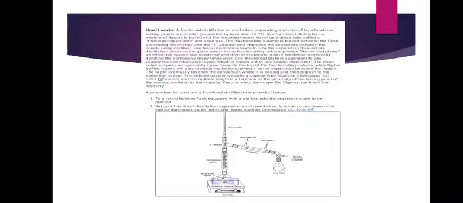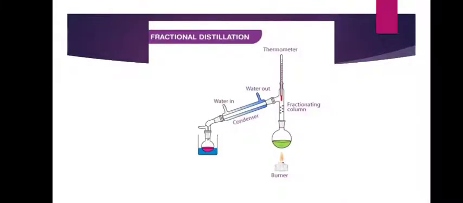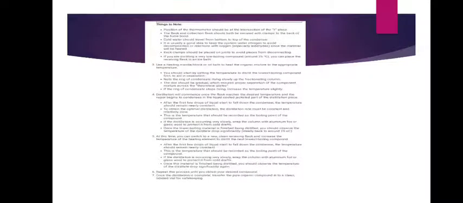In some cases, these units can be purchased as an all-in-one piece, such as Chemglass. So, fractional distillation. This is a diagram. We have the fractionating column, burner, thermometer, water out, water in condenser. When we boil it continuously, we get the impurities to separate. Next things to note: the position of the thermometer should be at the intersection of the Y piece. The flask and collection flask should both be secured with clamps to the back of the fume hood.